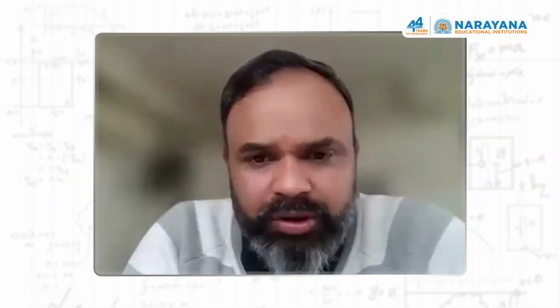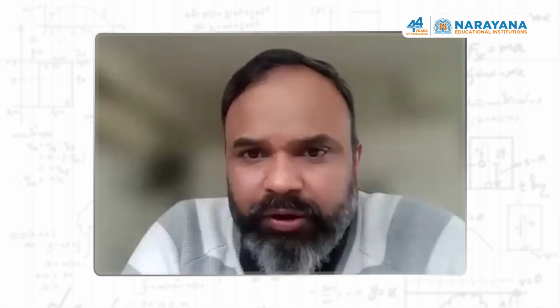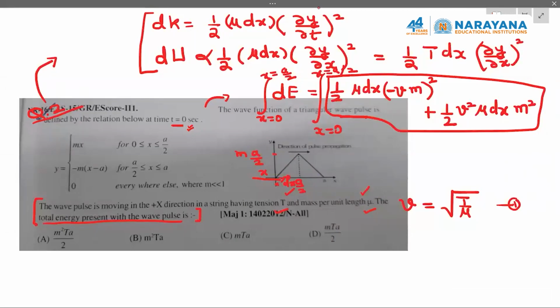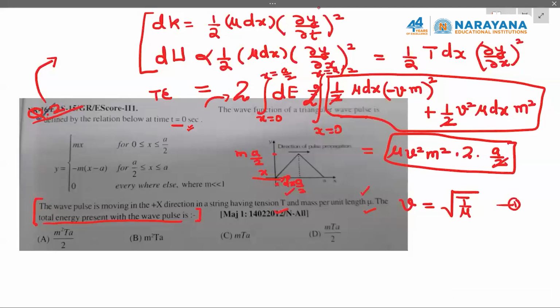And for the remaining segment, the slope there is the same, so the particle velocity will also remain the same. So I'm convinced that the total energy should be equal to twice of this expression. Overall, you can take twice of whatever integral I'm writing. Basically that will become straightforward because the 2 will cancel out. It is mu v square m square, and simply it is twice of dx, so 2x, and that term will become a by 2.